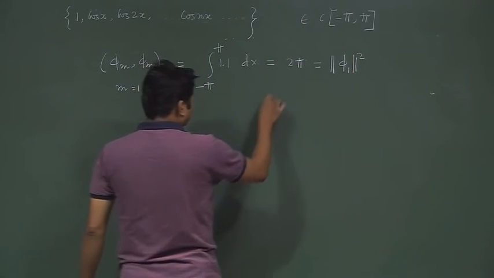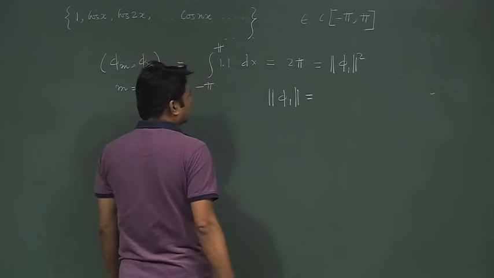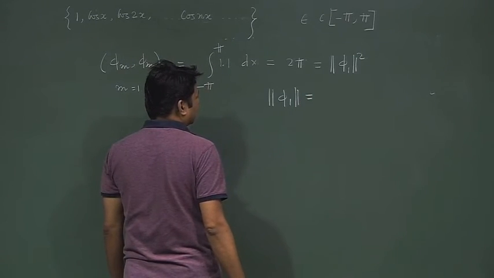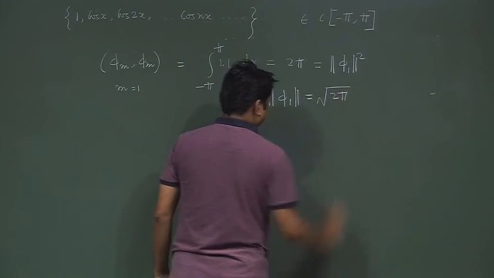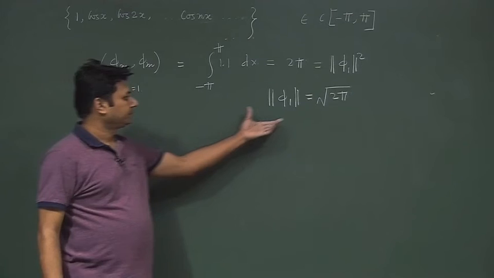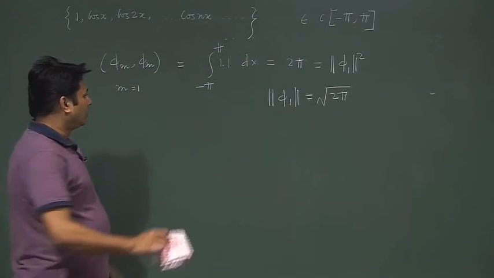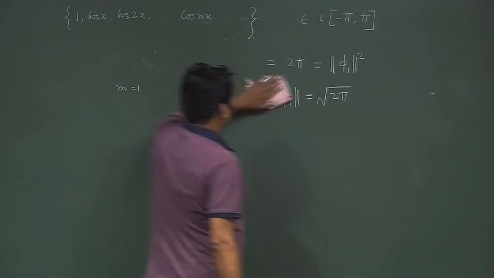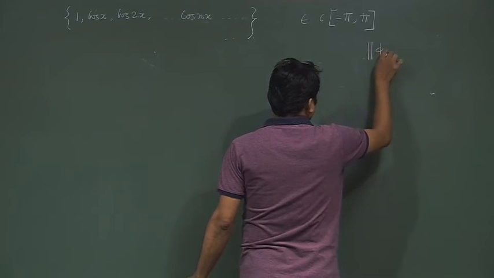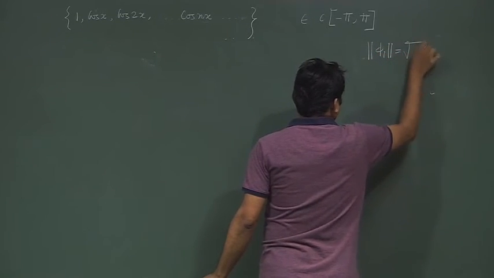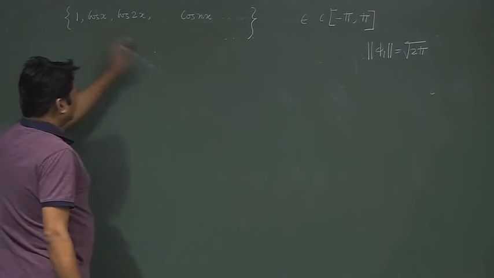So, what is the norm? What is the norm of the first function? It is root over of 2 pi. Root over of 2 pi is the norm of this function. Well, I should note it here somewhere, that my phi 1 norm was root over of 2 pi. Next, I will do for other cases.